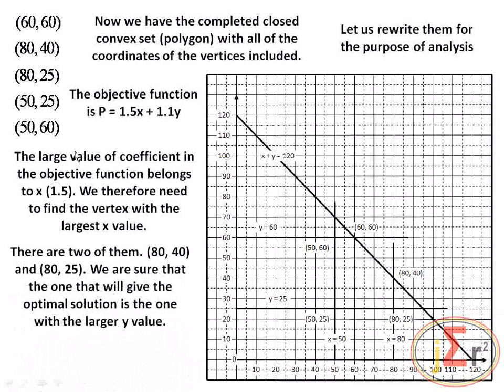There are two of them, and they are (80, 40) and (80, 25). We are sure that the one that will give the optimal solution is the one with the larger y value. Of course, for the largest x value we have 80, but there's a tie between 2 points. So the x ordinate will contribute the same. Therefore, the one that will contribute the greater amount for the y ordinate will therefore be the optimal solution. So this one is the one that we are going to choose. The vertex is therefore (80, 40), x is equal to 80, and y is equal to 40.